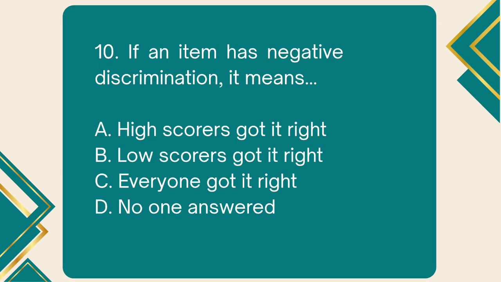And for question number 10, if an item has negative discrimination, it means: A, high scorers got it right; B, low scorers got it right; C, everyone got it right; and D, no one answered. And the correct answer is letter B, low scorers got it right. This signals a problem in the item.